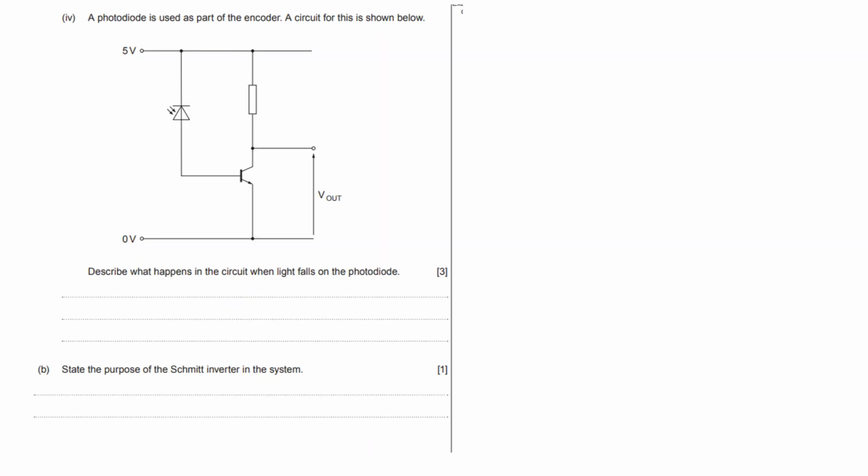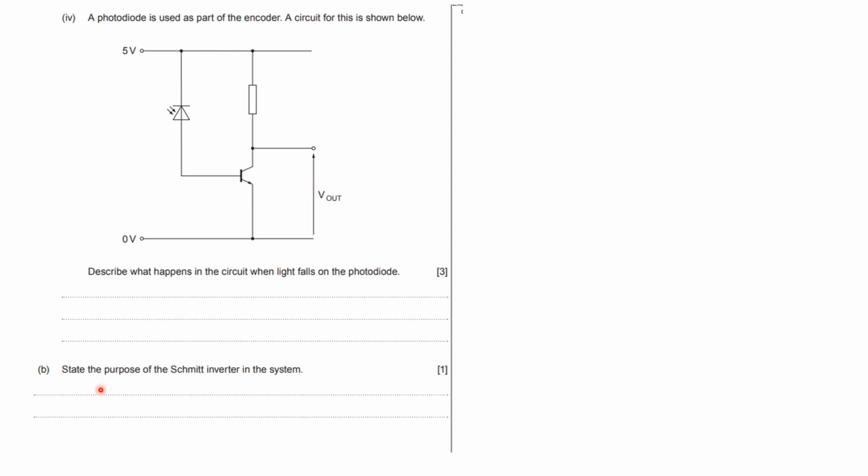Okay, so a photodiode is used as part of the encoder. Describe what happens in the circuit when light falls on the photodiode. Okay, so straightforward, hopefully. As light falls on the photodiode, current will flow into the base of the transistor. The transistor will switch on, therefore V out should drop to 0 volts. When a transistor is saturated, the voltage across it is 0. So obviously all the voltage will be across that resistor there. So that's the idea of that. So that'll be 3 marks. I'll put the mark scheme up in a moment.